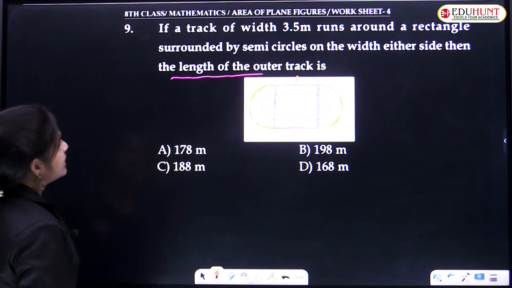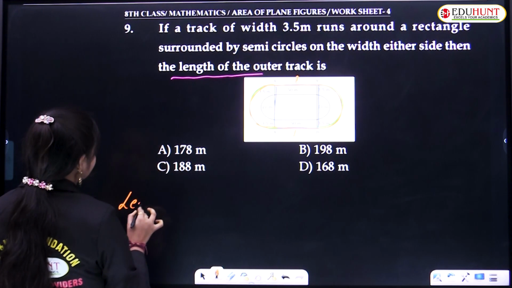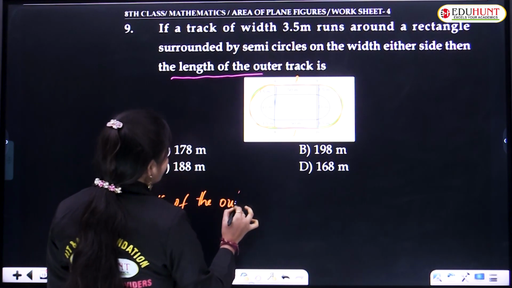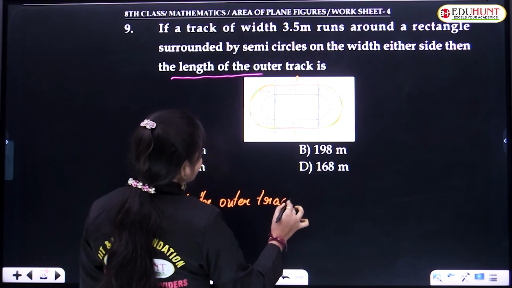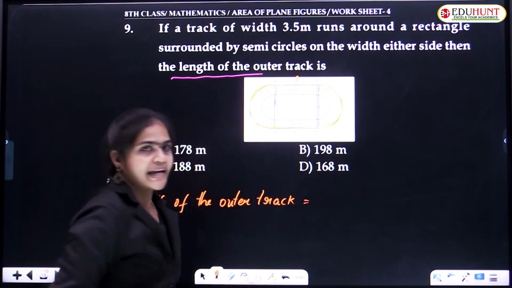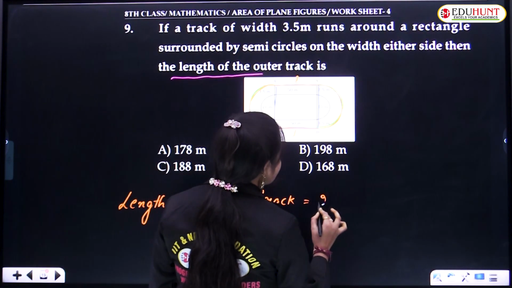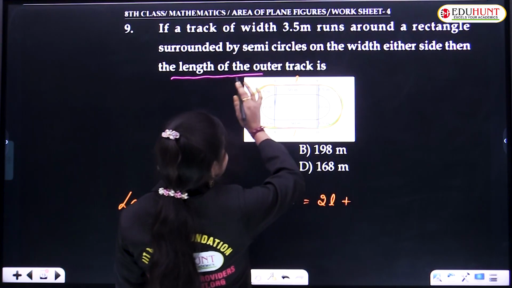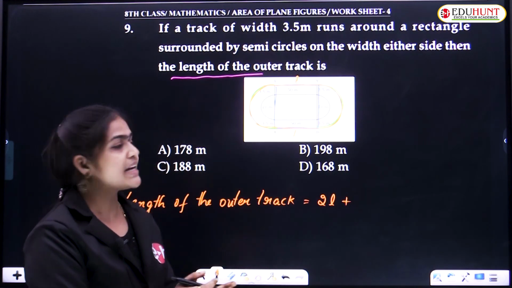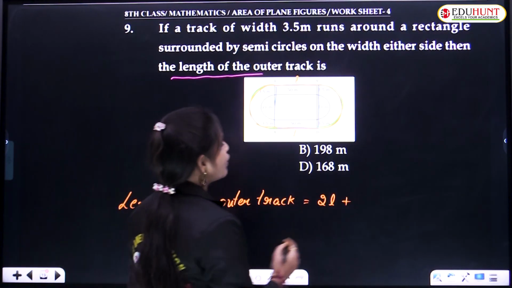Okay, now see how to find the length of the outer track. Length of the outer track is equal to, first observe the length of the rectangle. How many times is the length there? 2 times there. That's why consider it as 2L plus a semicircle and another semicircle. When you combine 2 semicircles, what do we get here? A circle. So the circumference of a circle.